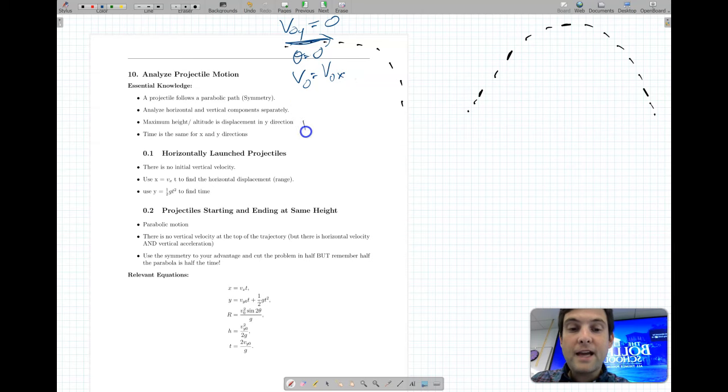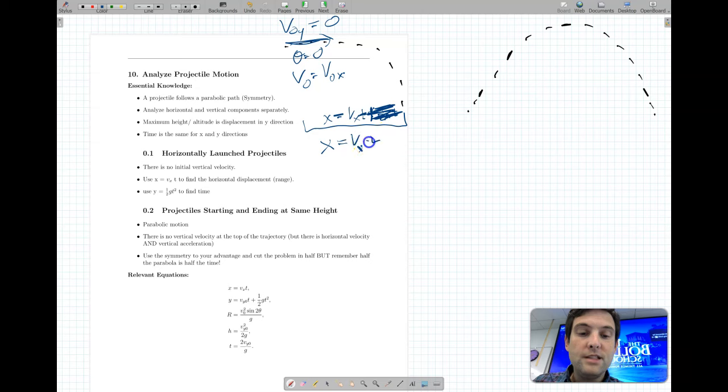If we needed to find how far away an object would go through the air, we're going to use x equals v_x t plus 1/2 a t squared. If there is no mention of air resistance, then there is no air resistance. That means there's no acceleration in the x direction, so all of that goes away, and what we're left with is x equals v_x times t.